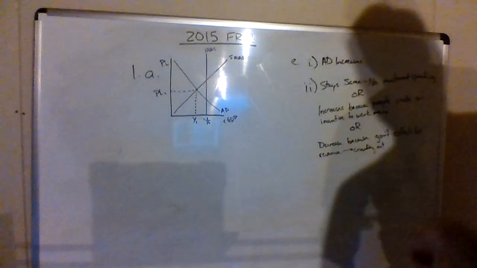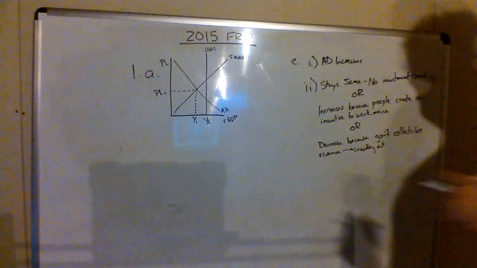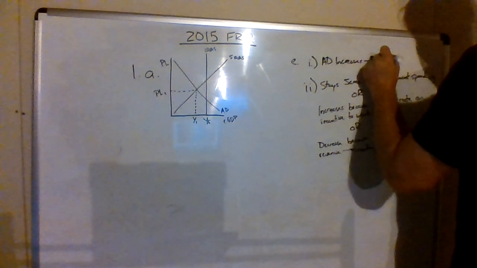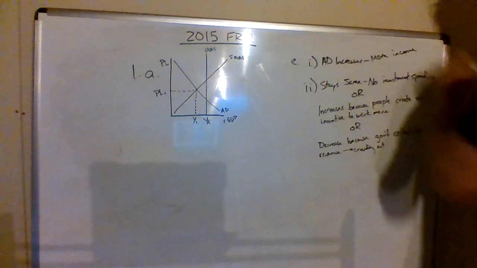All right, Part E real quick. We know that if the government decreases taxes, our aggregate demand is going to increase. They've got more income, right? Just give that quick explanation there.